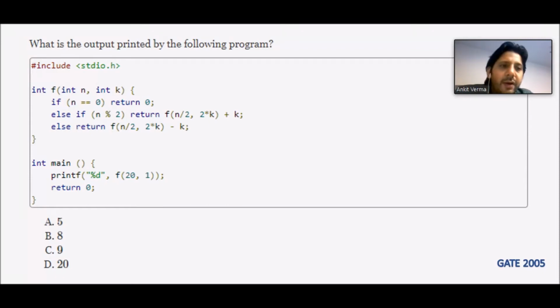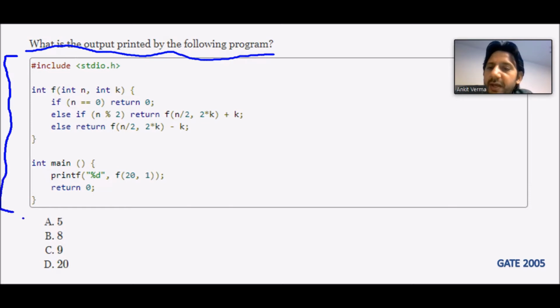Okay, everyone, now we are discussing this program. What is the output printed by the following program? They have given us this program and a few outputs. Now they are asking which output is printed by this program.